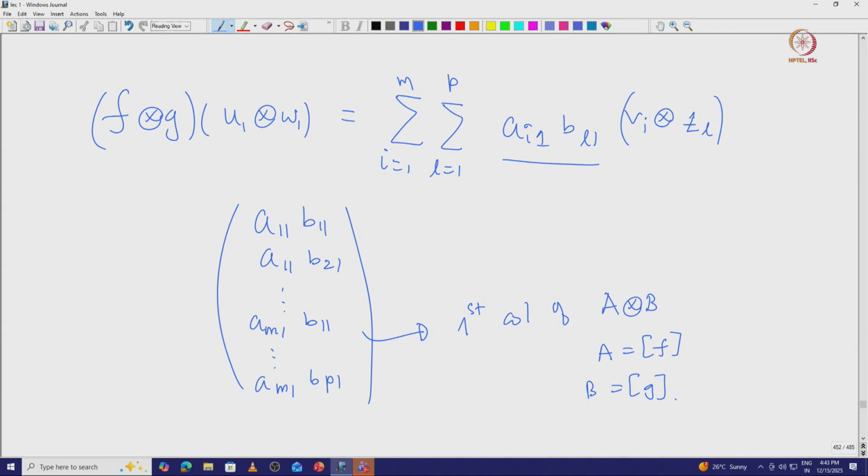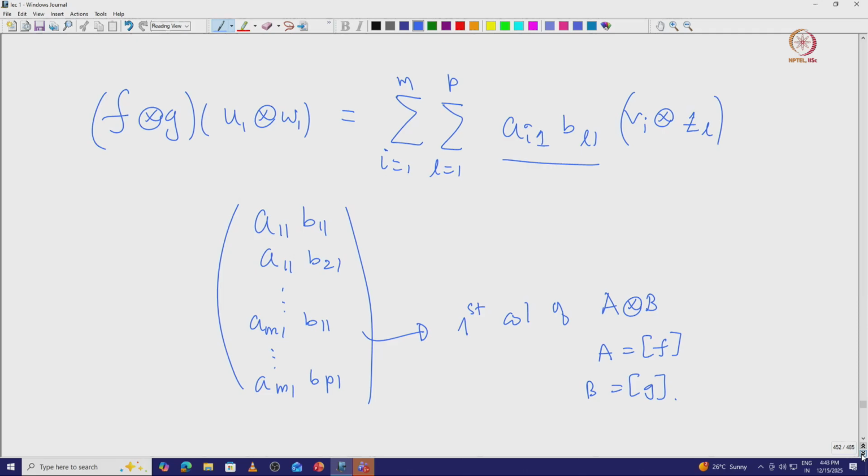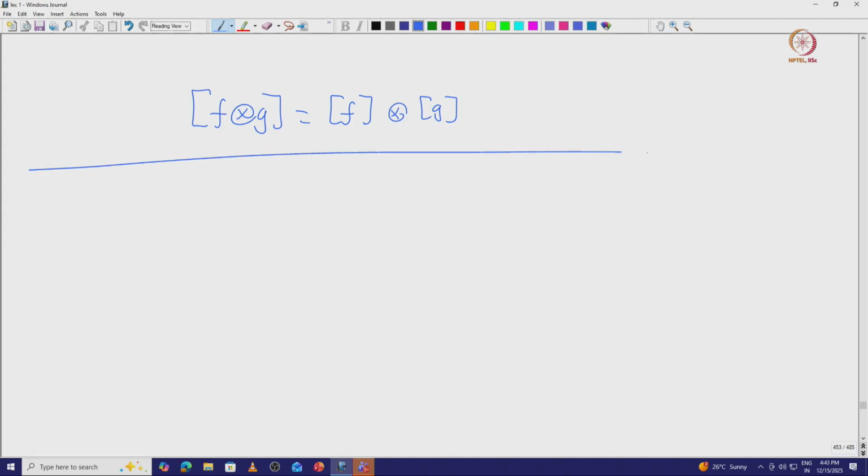Okay. So, this actually tells us what should be the correct matrix. So, this proves indeed the matrix of f tensor g is exactly the product of the matrix of f and the matrix of g, the Kronecker product. Okay. So, using this we can actually conclude more about the traces and so on. Maybe I will do it in the next class. I will stop here.